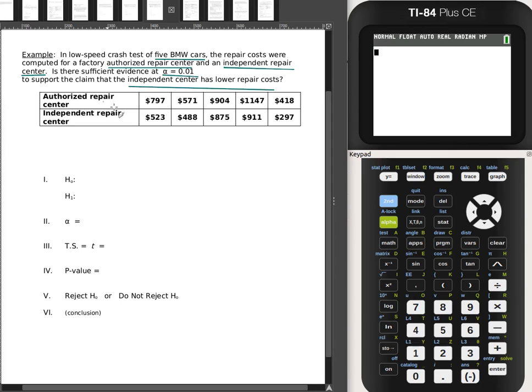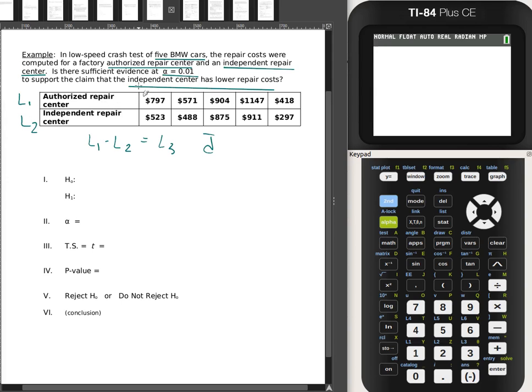In this case, if we were to take the authorized repair center to be list 1 and the independent repair center to be list 2, if the independent repair center has a lower cost, then what we're checking is, right, we're taking a larger number minus a lower number. If we do L1 minus L2 and put this into L3, we're basically expecting to find that the mean difference is, in this case, positive or negative. You should think about it.